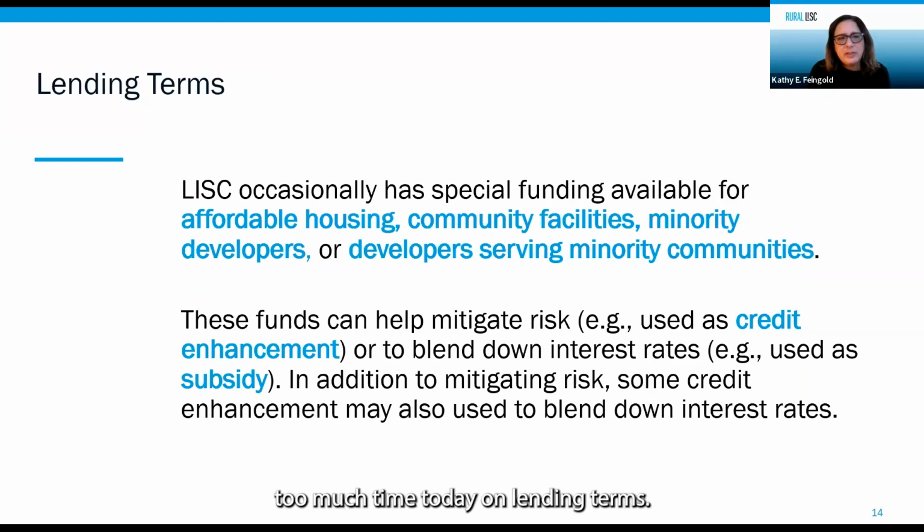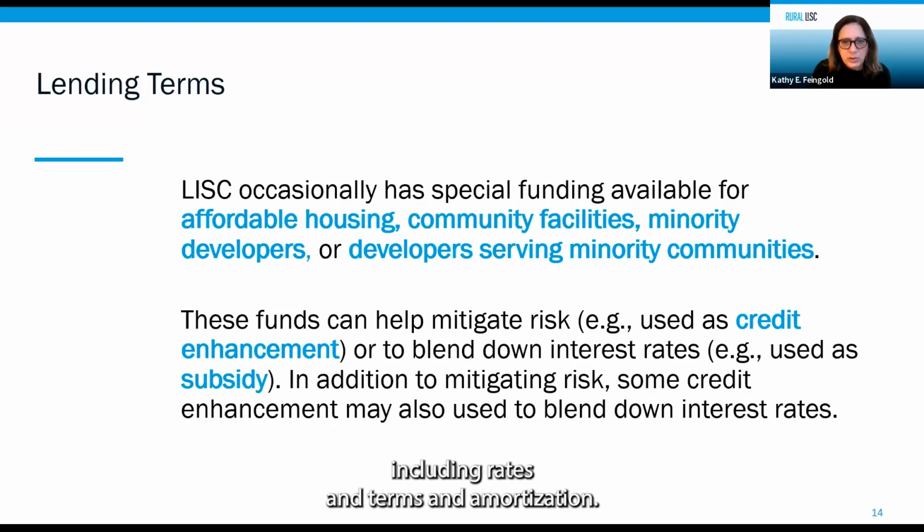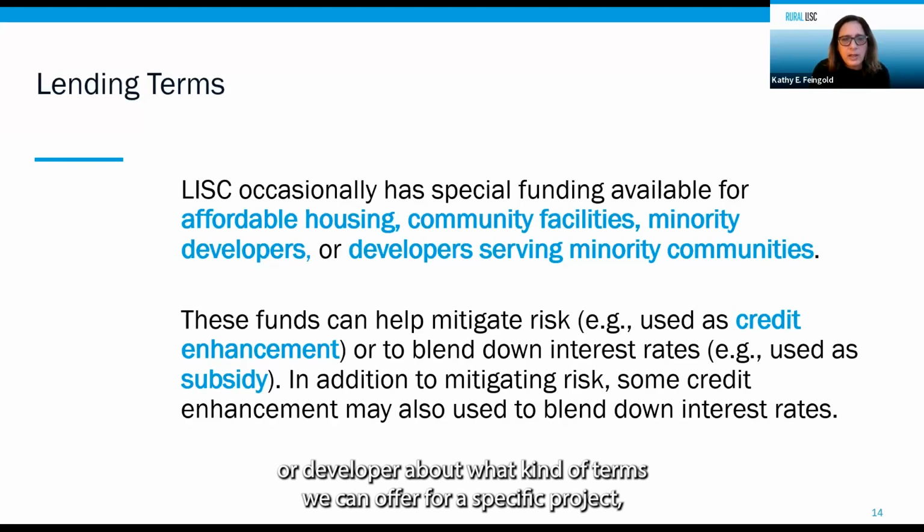We weren't going to spend too much time today on lending terms. We do have a chart on our website that you can refer to that gives you an idea of lending terms, but terms are really so specific for each project, including rates and terms and amortizations. So it really helps to just have a conversation with a nonprofit or a developer about what kind of terms we can offer for a specific project.